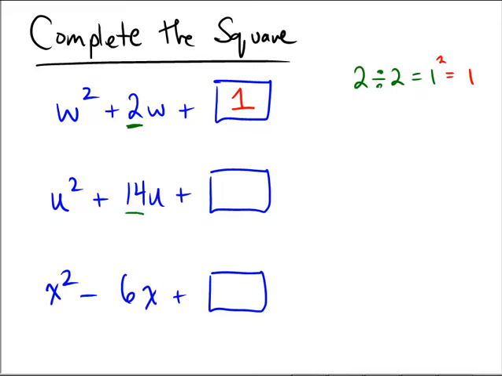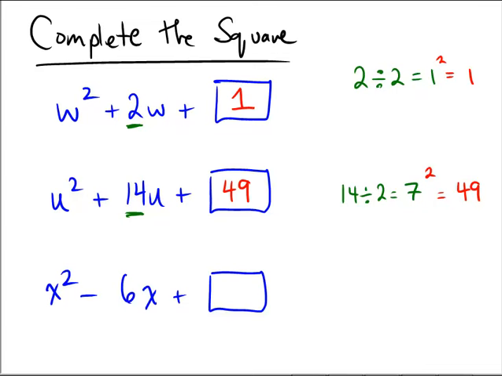What's the number in front of the u, the linear term? It's 14. 14 divided by, always divide by 2. What do you get when you take 14 divided by 2? That's 7. So now you take that 7 and you square it. What's 7 to the power of 2? That's 49. So we fill in that slot with 49. 14 divided by 2 is 7. 7 squared is 49.